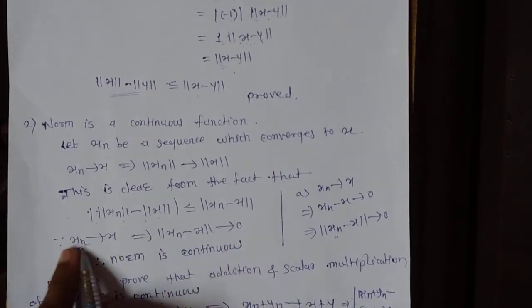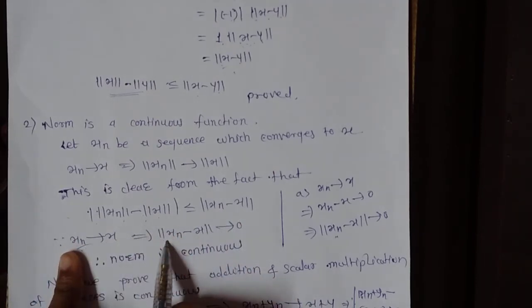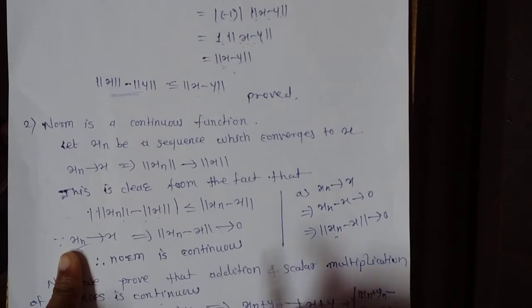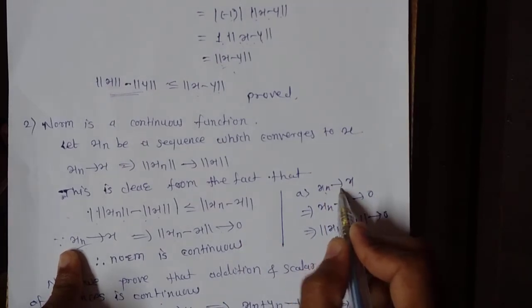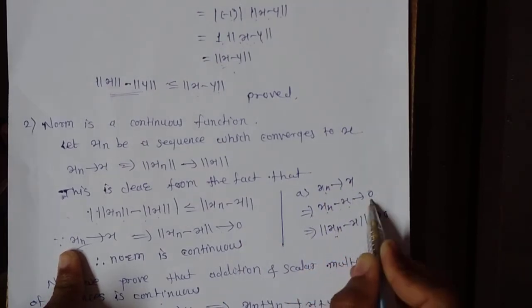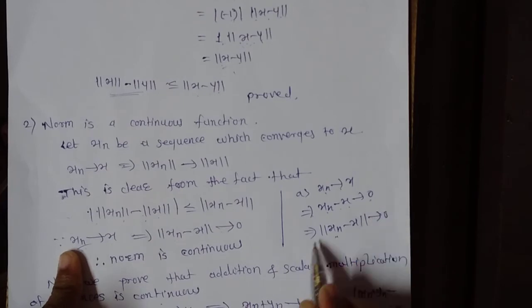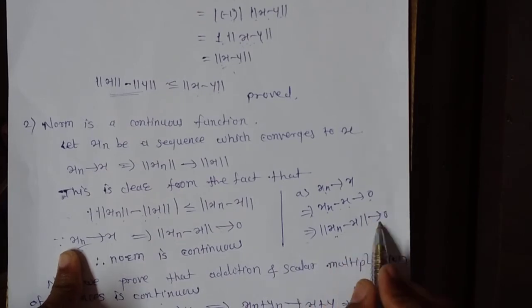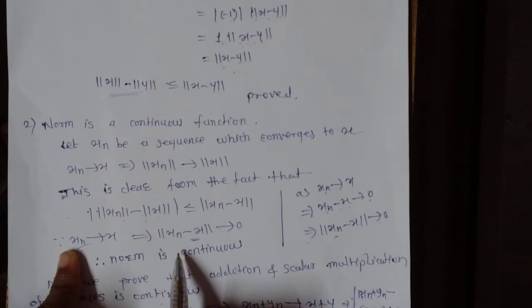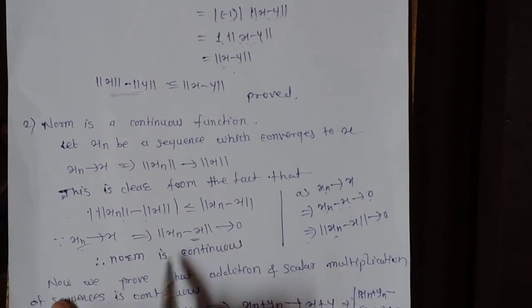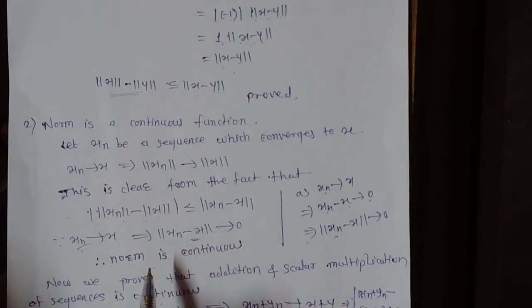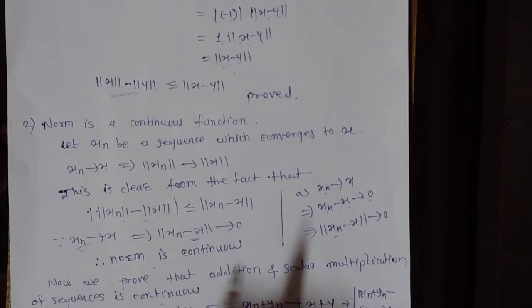Since xn tends to x, this implies norm of xn minus x tends to 0. Why? Because as xn tends to x, xn minus x tends to 0, and this implies norm of xn minus x tends to 0. Therefore norm is a continuous function. That means this sequence is convergent, that is, the distance between points of this sequence tends to a particular number. That is why the sequence is convergent.